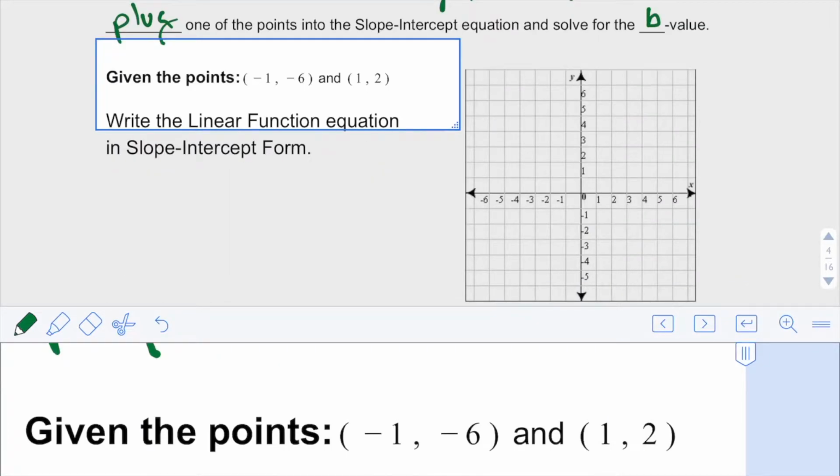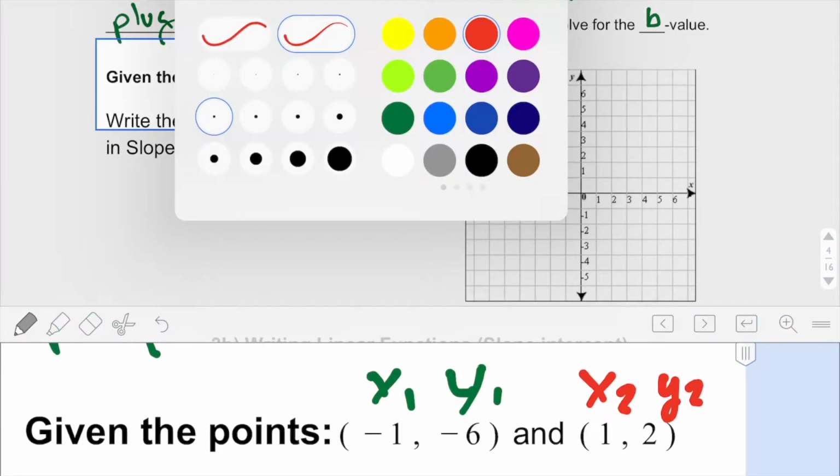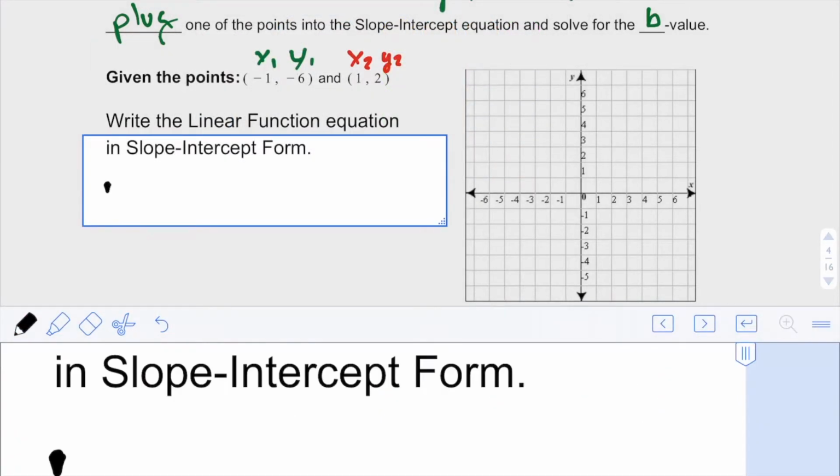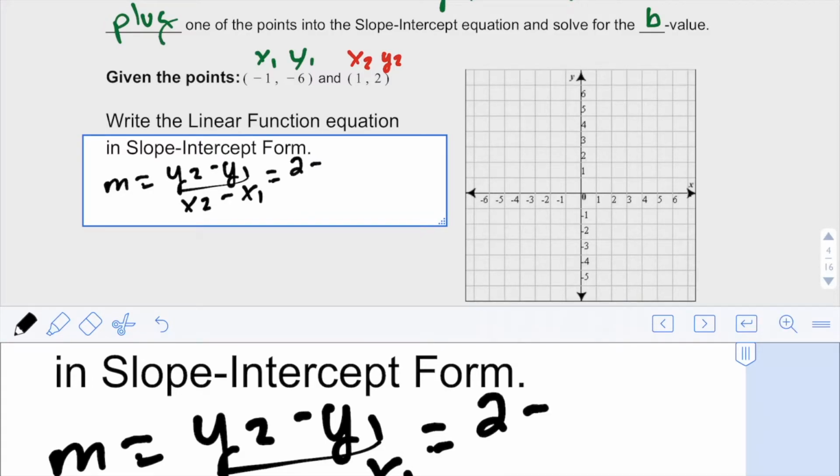Here we are given 2 points, (-1, -6) and (1, 2). Well, I want to assign these real quick. I want to go x1 here, y1 here, x2 here, y2 here. So now I got to use the slope formula. So the slope formula to find my m value, I need to go with my y2 minus y1 over x2 minus x1. Well, my y2 is 2, my y1 is -6, my x2 is 1, my x1 is -1.